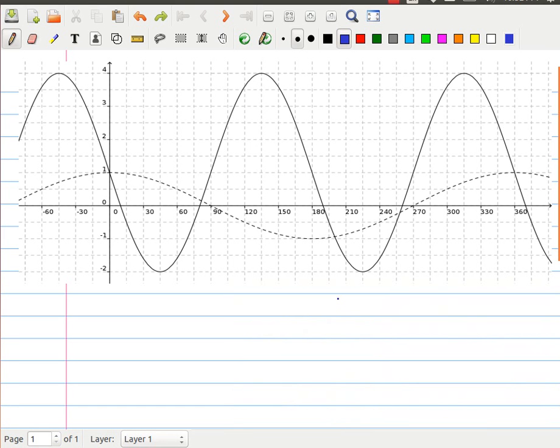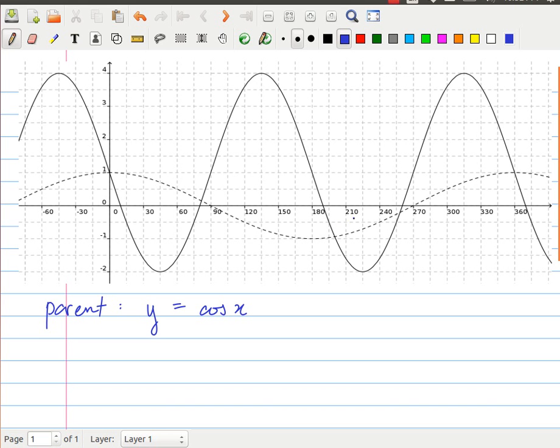For this tutorial, I wanted to look at the problem where we are given a graph and the parent function, and we're asked to find the equation of the graphed function. So in this case, my parent function is the dotted line, and that is the graph of cosine. So I know that I have my parent function, and that is simply y is equal to the cosine of x.